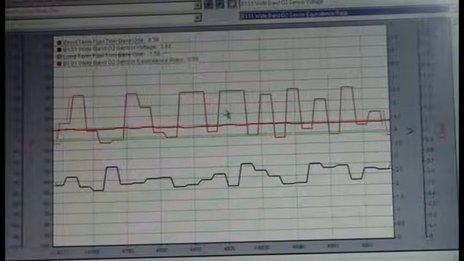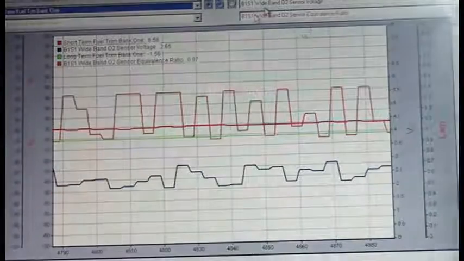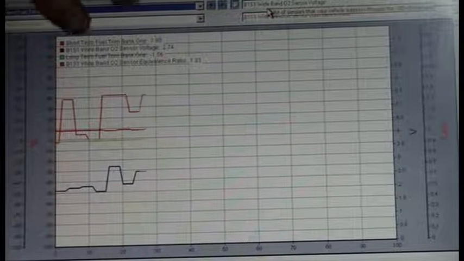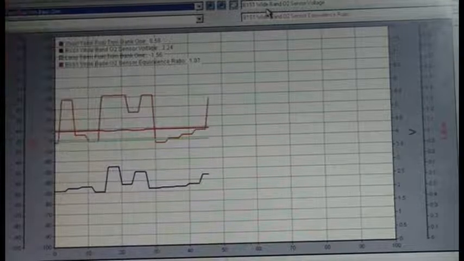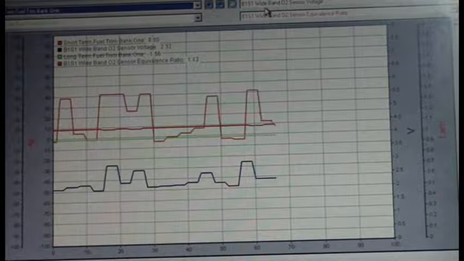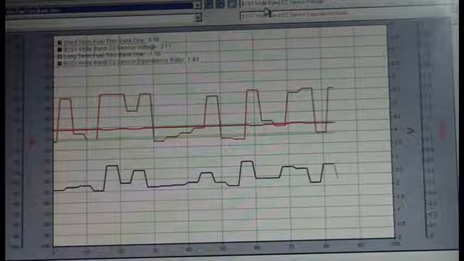Okay, what I'm waiting for is to see if we can get some stabilization with the long-term fuel trim here. What we're looking at, we can see our short-term fuel trim definitely increased. We're up at a 9 short-term fuel trim. We can see that our wideband sensor voltage is going high, which again indicates the lean condition.